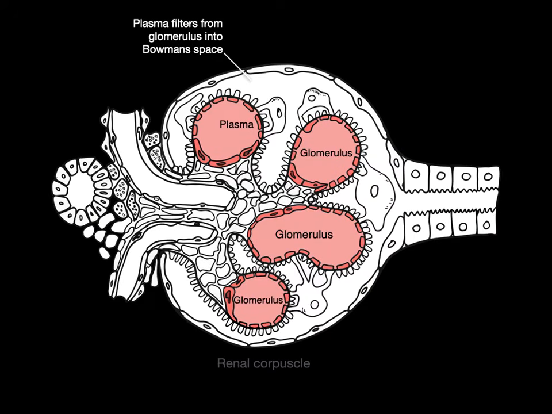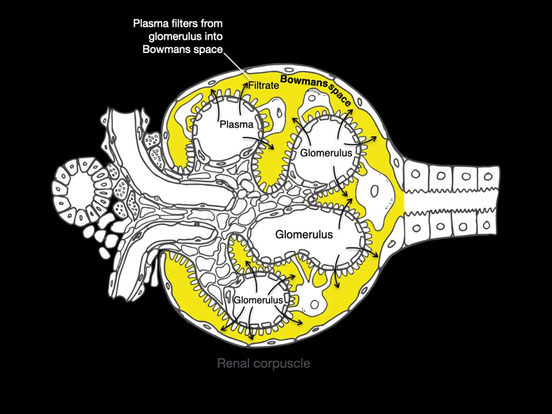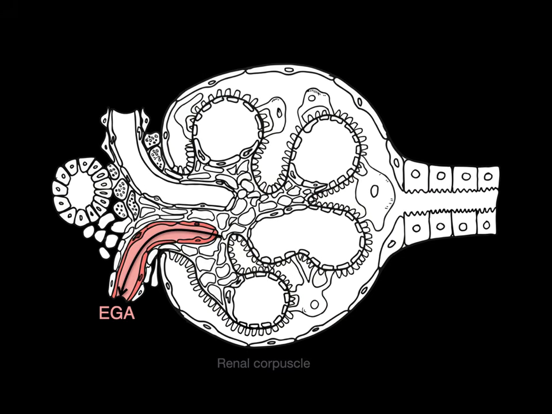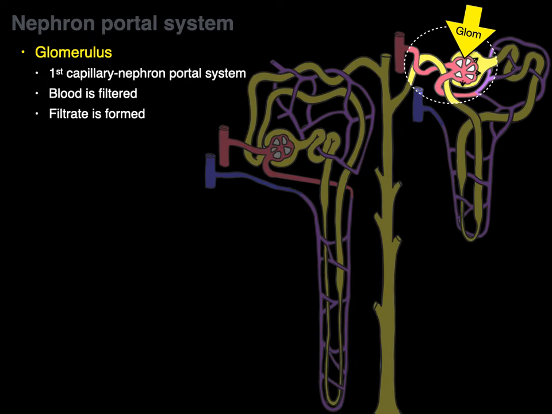it says plasma. Plasma, through hydrostatic pressure primarily, is forced through these fenestrations and filtration slits and podocytes, and the plasma filters from the glomerulus into Bowman space and is now called filtrate. And then the rest of the blood that doesn't get filtered goes out the efferent arteriole, exiting.